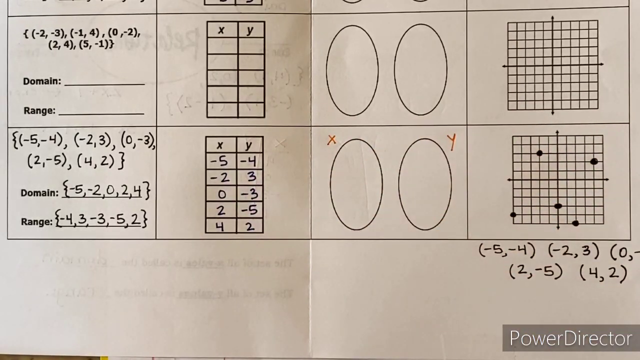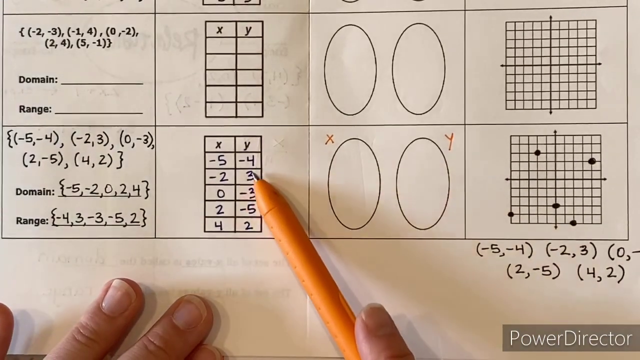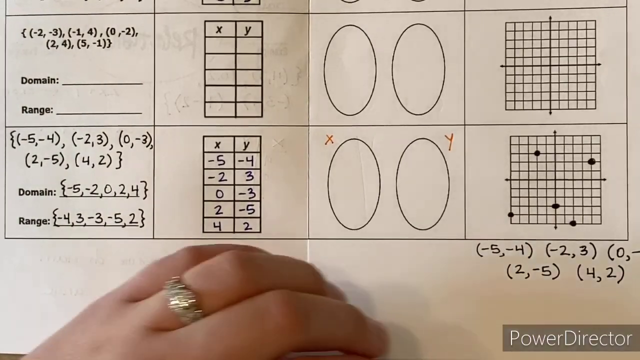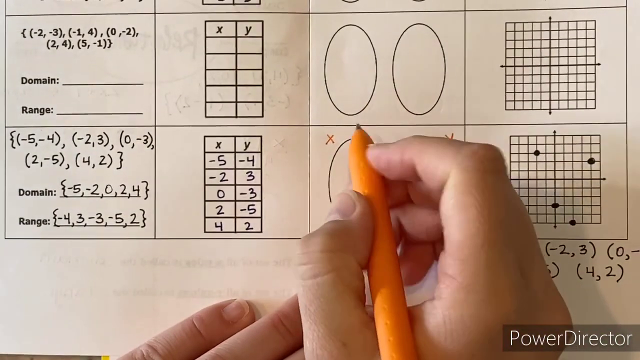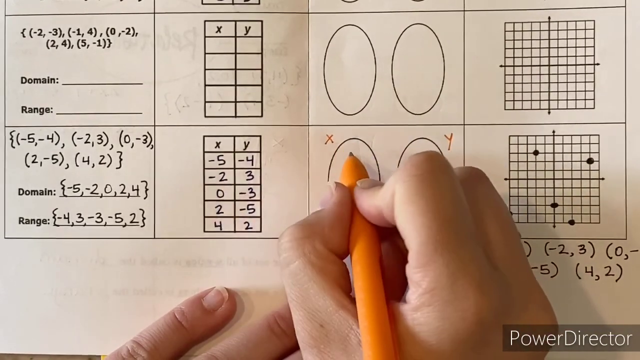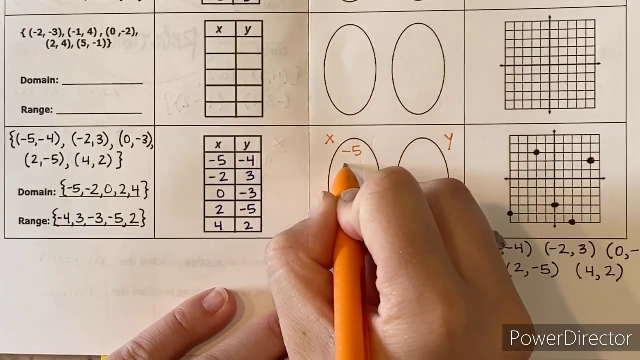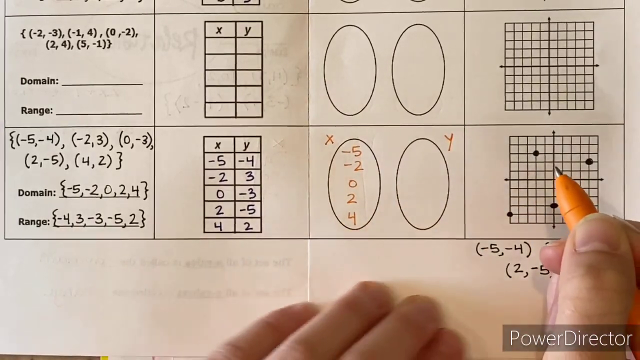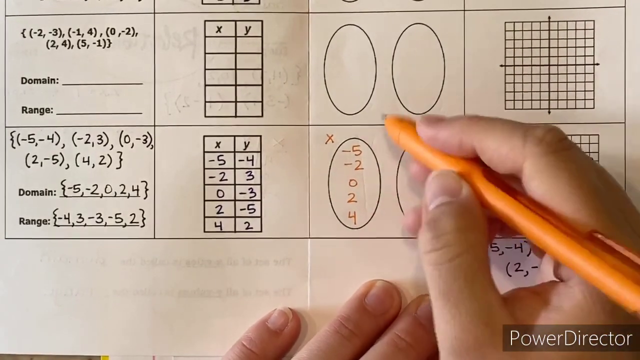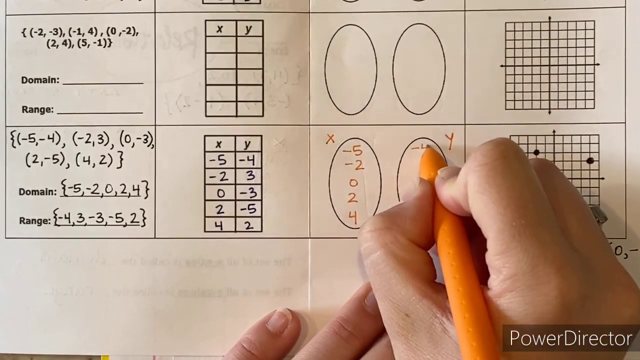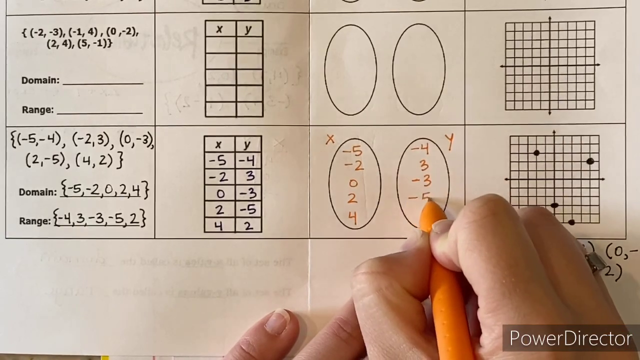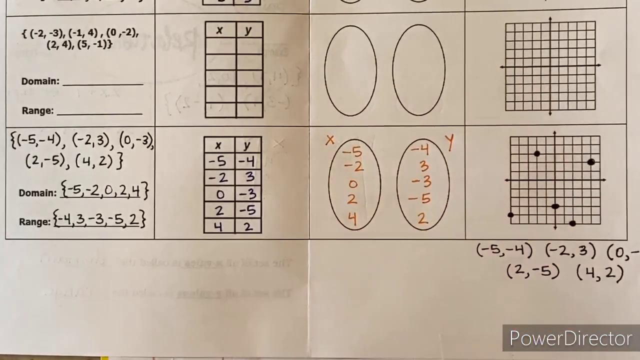Remember, if there is a number that repeats, you do not have to worry about writing it, which this one doesn't have any numbers that repeat. So we should have good little arrows going from left to right. So let's just write these out. So -5, -2, 0, 2, and 4. That's my x value side. And then my y value is -4, 3, -3, -5, and 2.